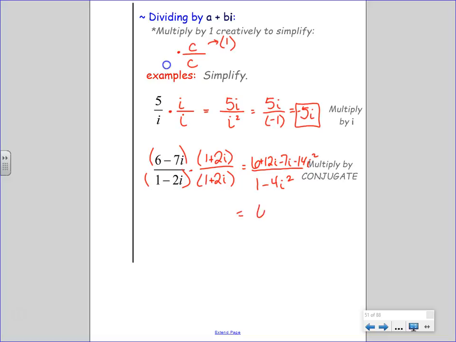We end up with 6 plus 12 minus 7 is 5i, minus 14 times negative 1. Oh, i squared is negative 1. All over 1 minus 4 times negative 1. Oh, that's right, i squared is negative 1 again.